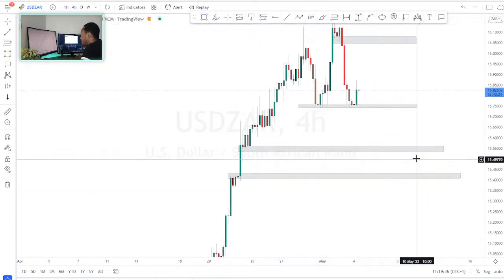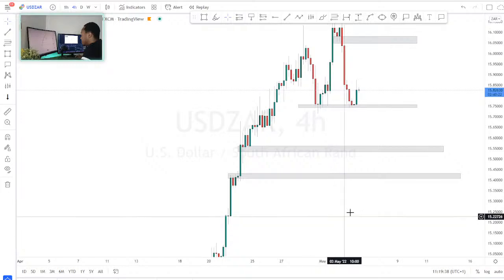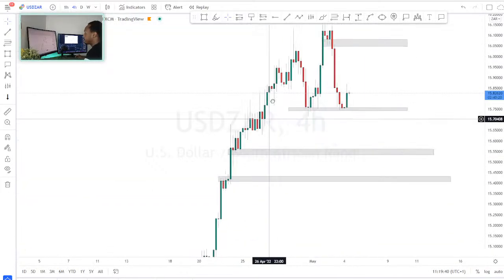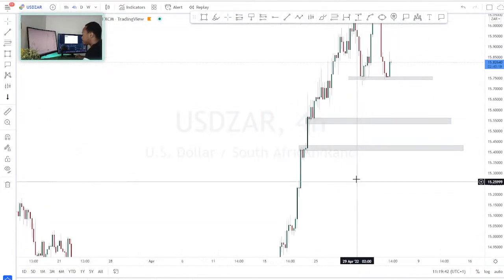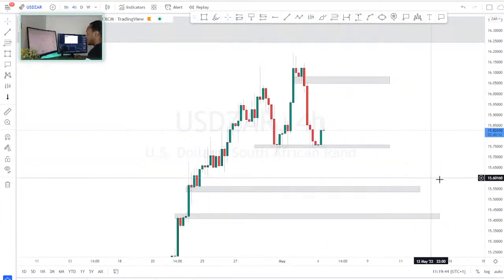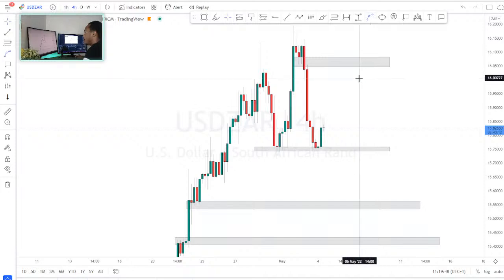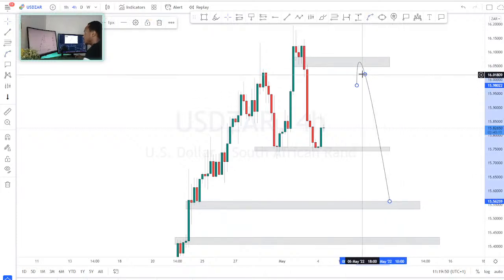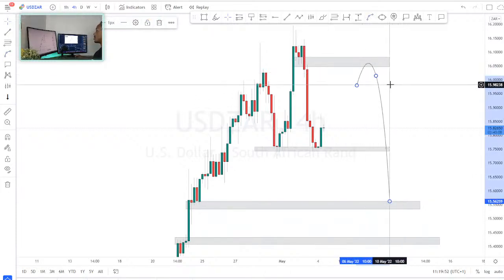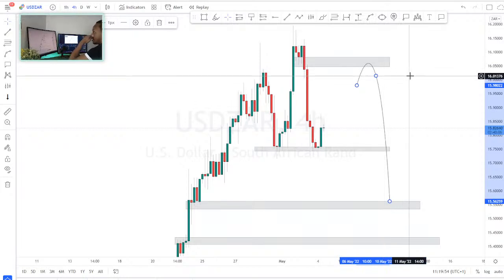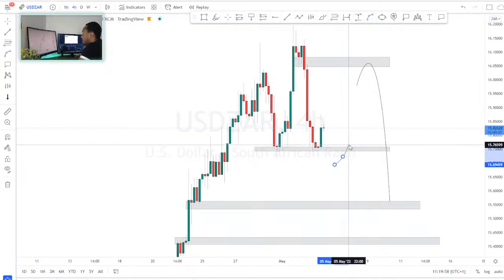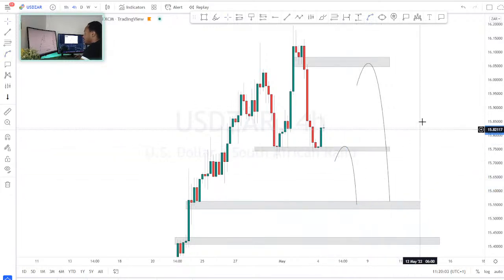I would have 15.55 and 15.4 as well as targets. We could go a lot further, but probably best to play it safe. So yeah, I'll wait for a break of that and shorts, or if price was to come back up there, then grab some shorts from there, which would give us a nice risk to reward. But that's the way I'd play it for USD ZAR. It does look like we're getting ready for that reversal. One of those two areas would be nice.